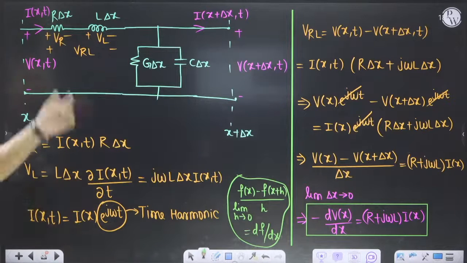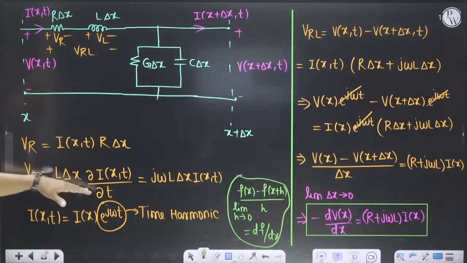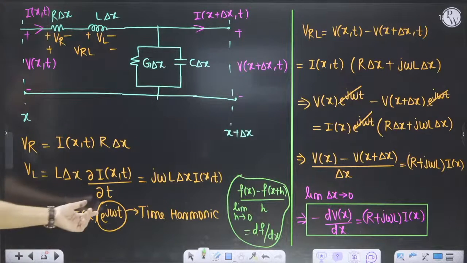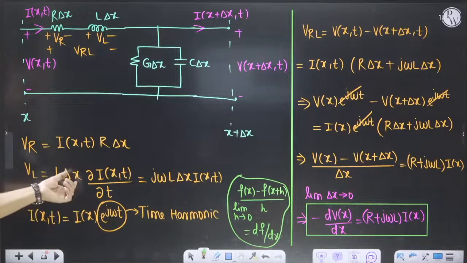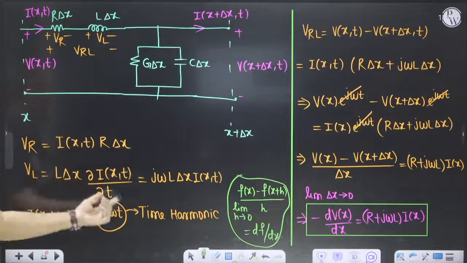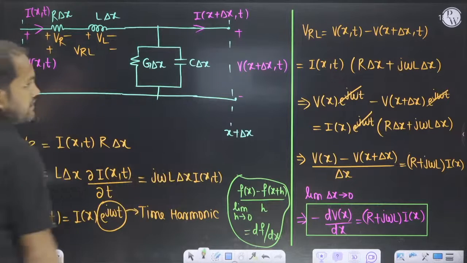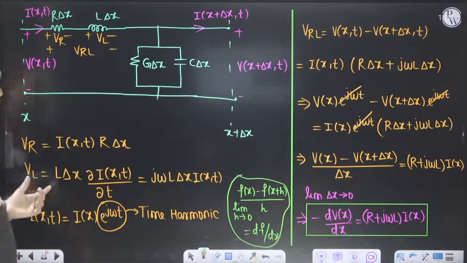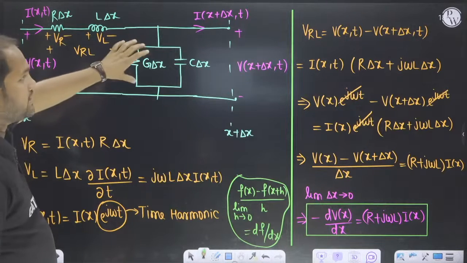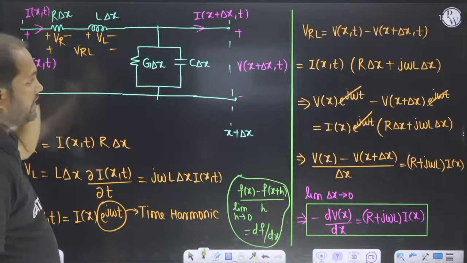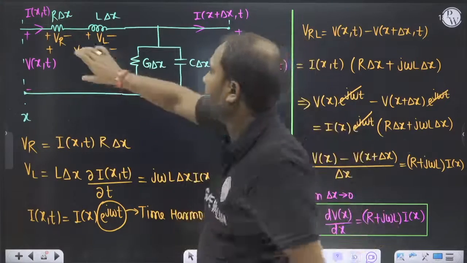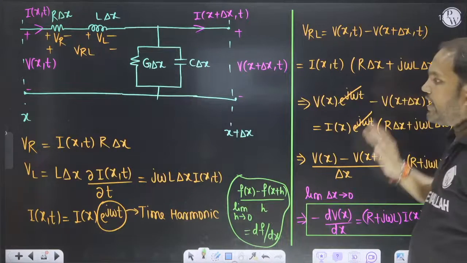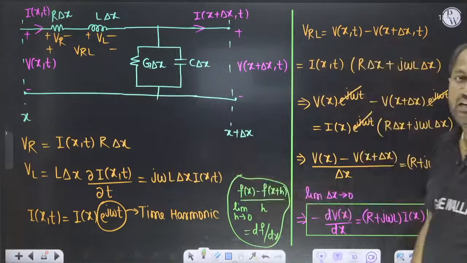So voltage across R is I into R, voltage across L is L di by dt, and voltage across RL is this plus this. It is time harmonic, so it will be replaced by e to the power j omega t. If I differentiate e to the power j omega t, it will be j omega and the rest stays as it is. So we know that voltage across RL is Vx minus Vx plus delta x, and voltage across RL in terms of R and L will be like this.